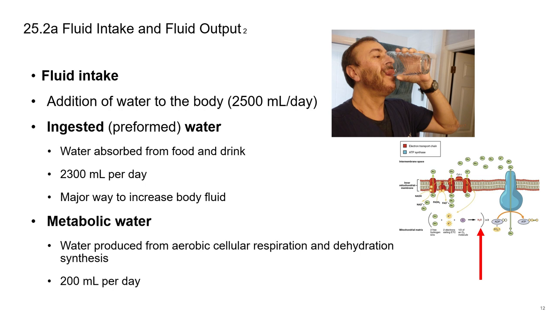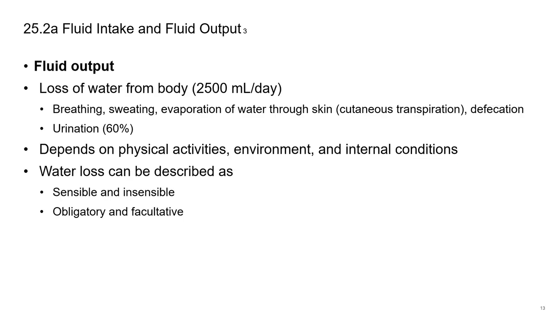So you're bringing fluid in, 2,500 mils via fluids that you're drinking and eating, and then a much smaller number through that metabolic water. Now, you've also got fluid output, right? This is the loss of water from the body. So how much fluid is leaving? Maybe somewhere around 1,500 is leaving via the urine, during urination, and that's about 60%. The other 40% is through air that we exhale, right?